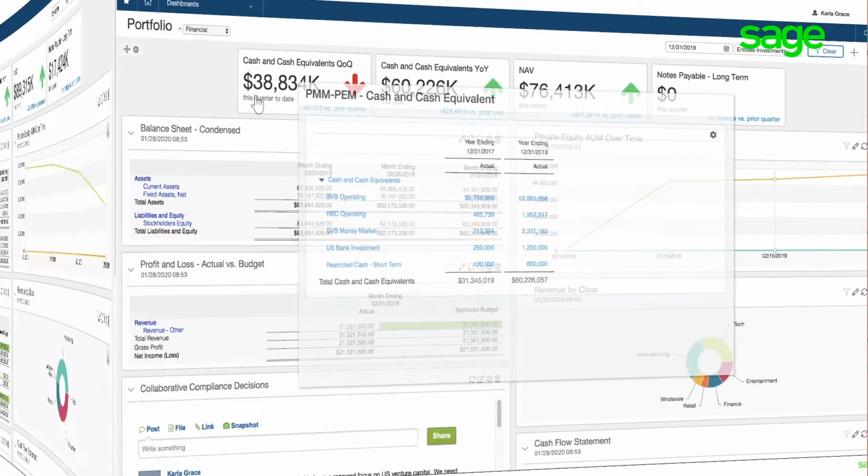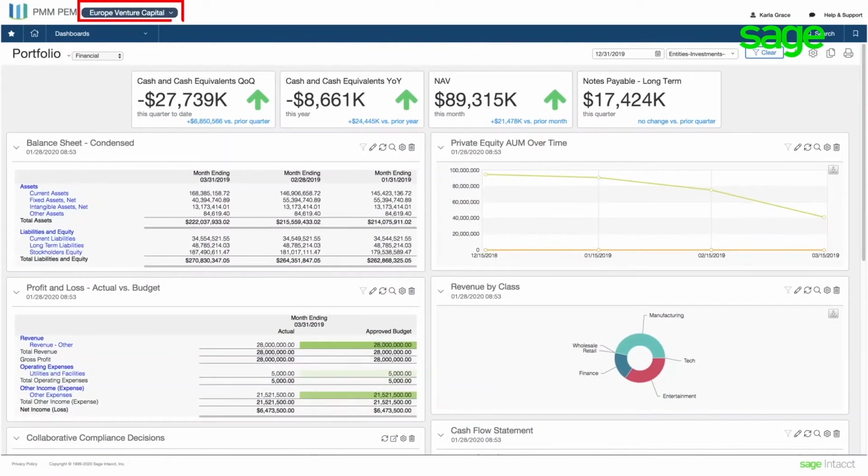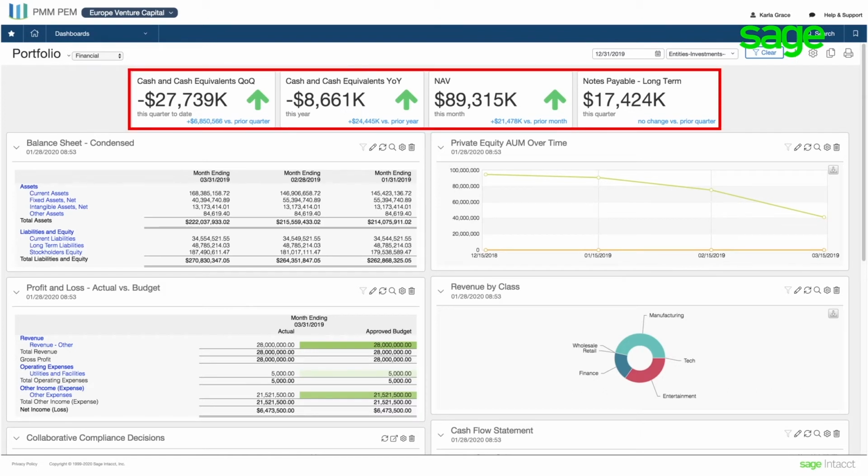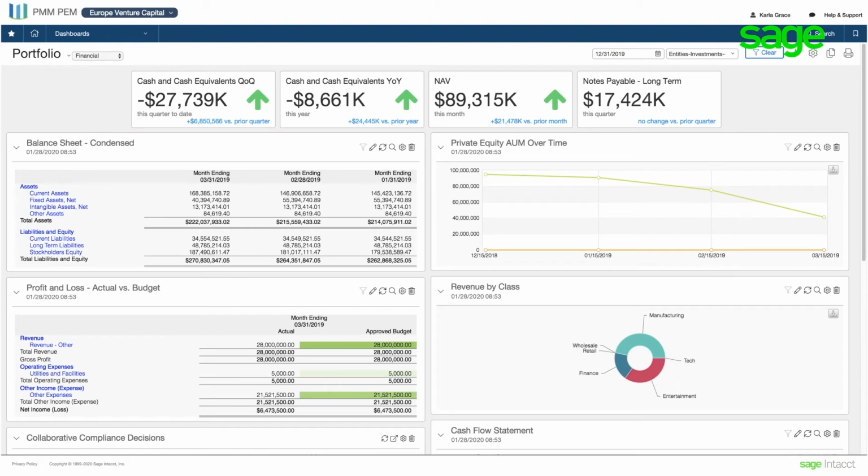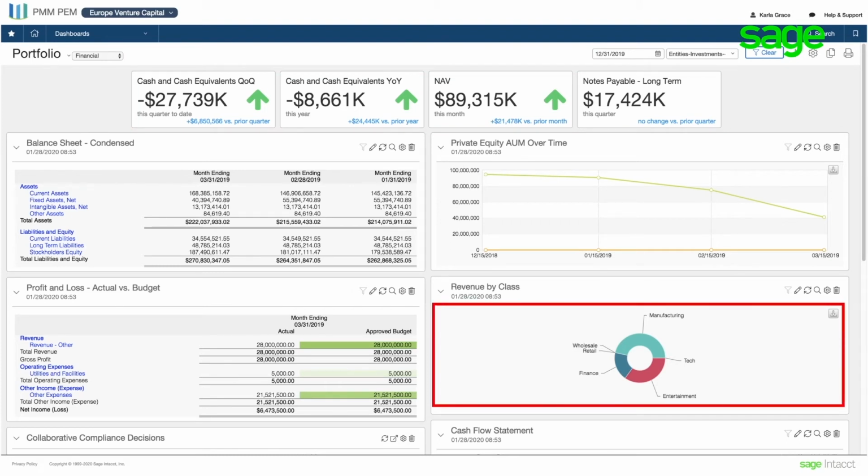Jumping over to the European Venture Capital Fund, we see that assets have been suddenly impacted and come down. We're able to see the latest financials and KPIs for instant analysis by the Chief Investment Officer and the CFO. Because asset class is tracked as a dimension, we can see how each individual asset class affects the fund.